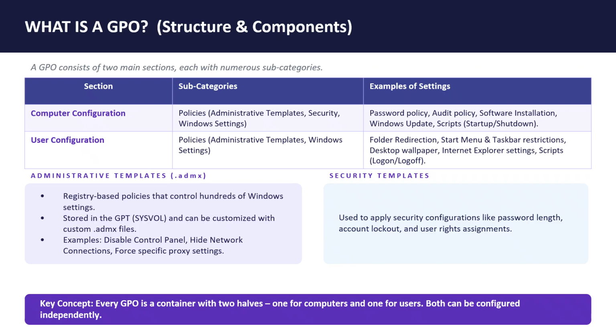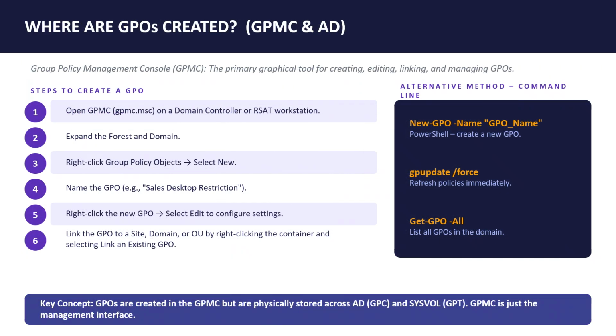Administrative templates use ADMX files, which are stored in the GPT portion of sysvol. These template files can be customized to include settings for third-party applications. Security templates are also stored here for applying consistent security configurations. Every GPO is essentially a container with two independent halves, one for computers and one for users.